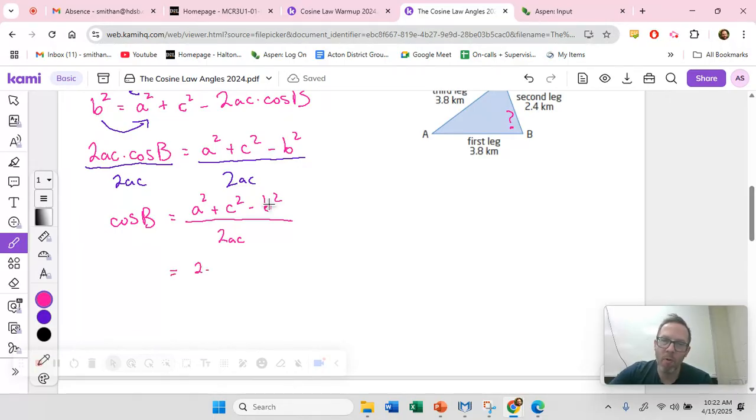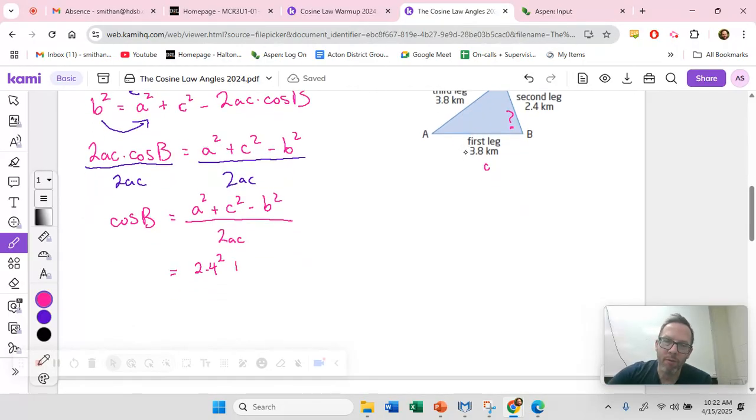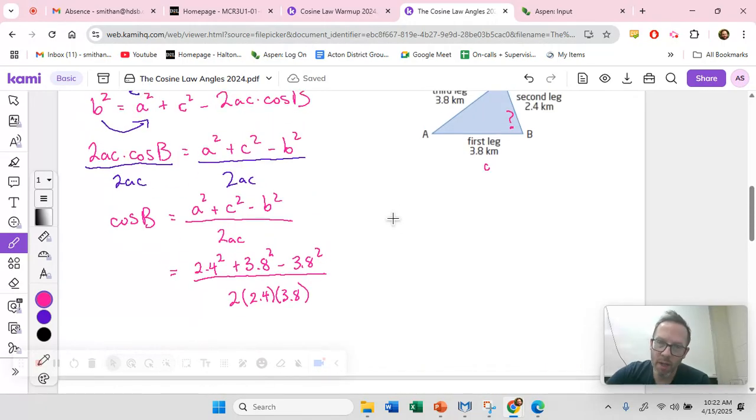Side A, 2.4 squared. Maybe even, since I have the space here, I might just label my sides A, C, and B there. Side C plus 3.8 squared. Subtracting side B, which is also 3.8 squared. All divided by 2 times the product of A and C, which was 2.4 times 3.8. Yes, it's a beefy little calculation for us to do, but it's manageable.